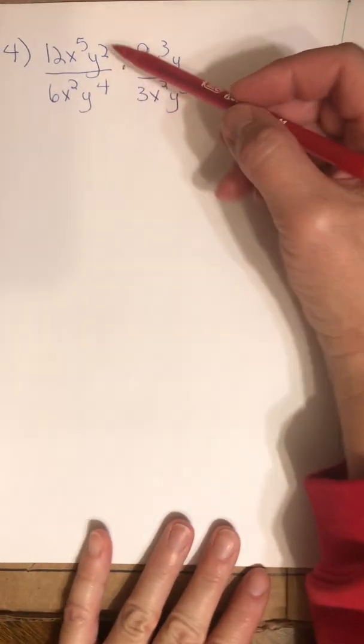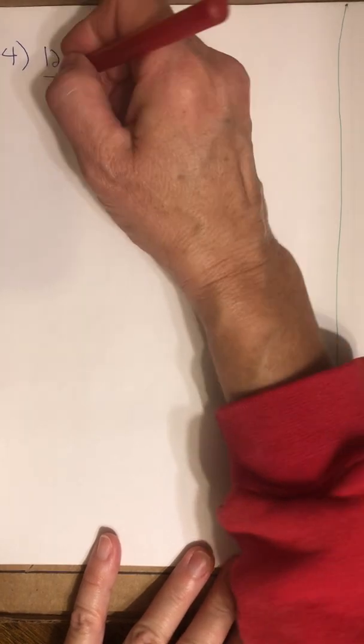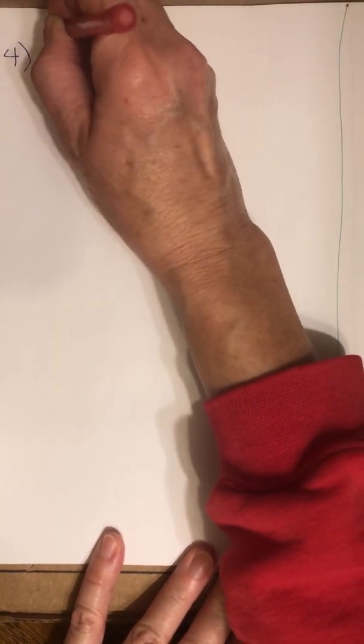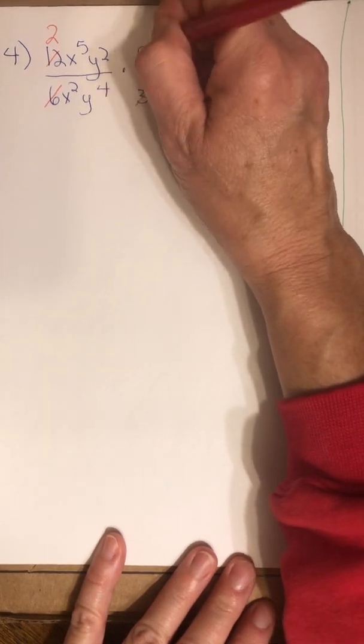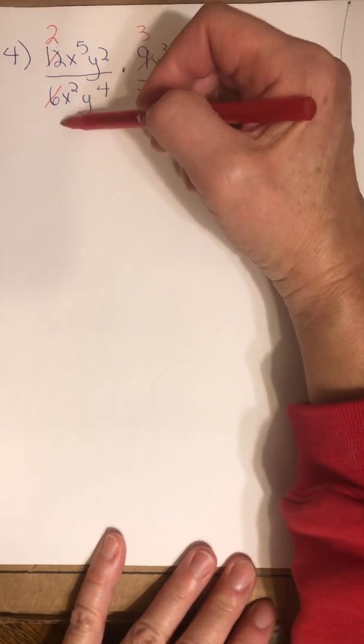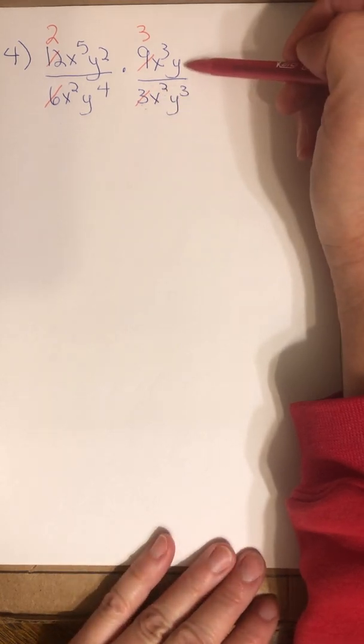Okay, let's start canceling. Let's look at the numbers first. 12 and 6, the 6 cancels and leaves a 2. There we go. 3 and 9, the 3 cancels and leaves a 3. I'm looking for any other canceling. I don't see it. Let's go to the x's.